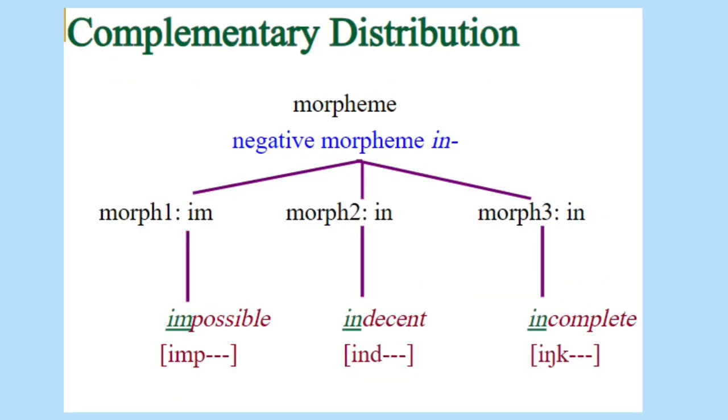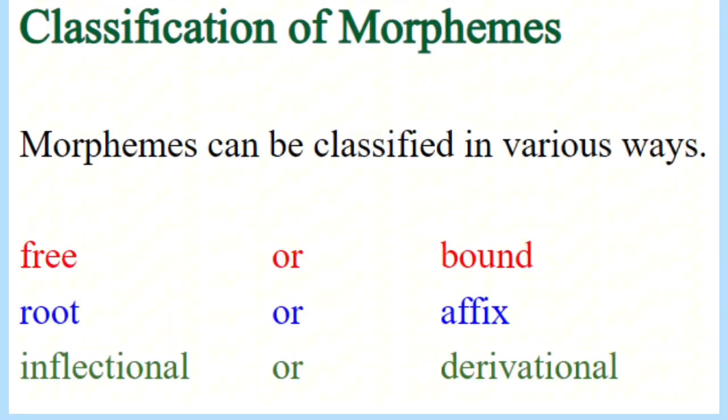Now, let's see what are negative morphemes. Negative morphemes can be with in or im. So the first one is impossible, so im. Then morph 2 is indecent. And then we have incomplete. All are negative morphemes. Classification of morphemes. Morphemes can be classified in various ways. Free or bound, root or affix, inflectional or derivational.